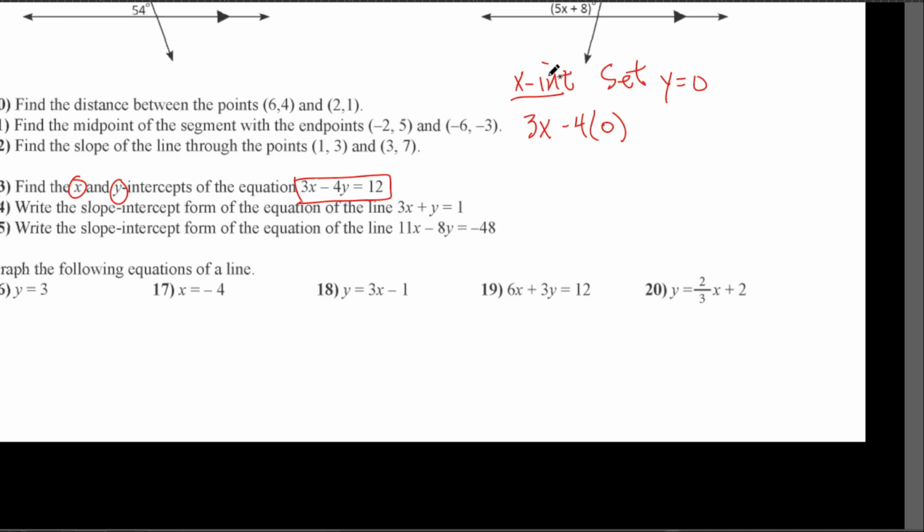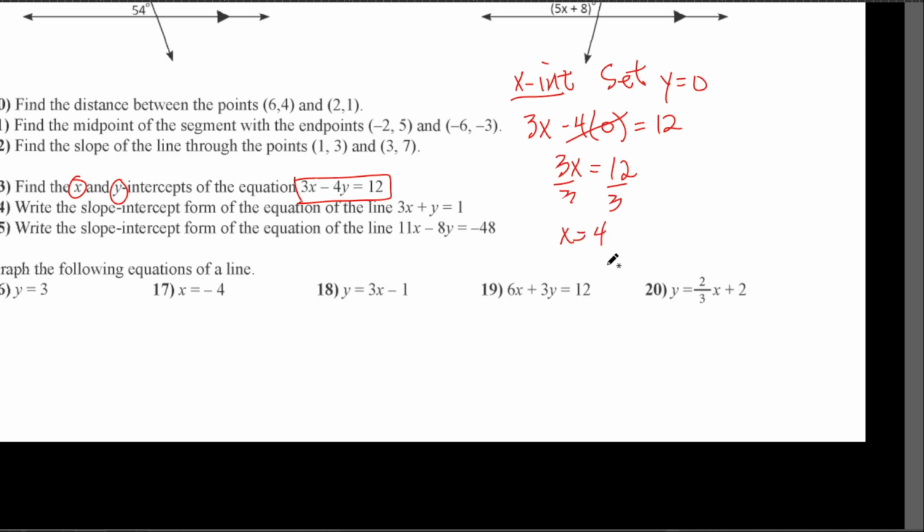I'm not going to go through the whole routine on why you do it, but you can watch the old video if you want to. All I did was replace that y with a 0, and now I'm going to find what my x is. So let's do the math. 3x minus 4 times 0. What's 4 times 0? It's 0, so I don't even need that. So 3x equals 12. Divide by 3. x is 4.